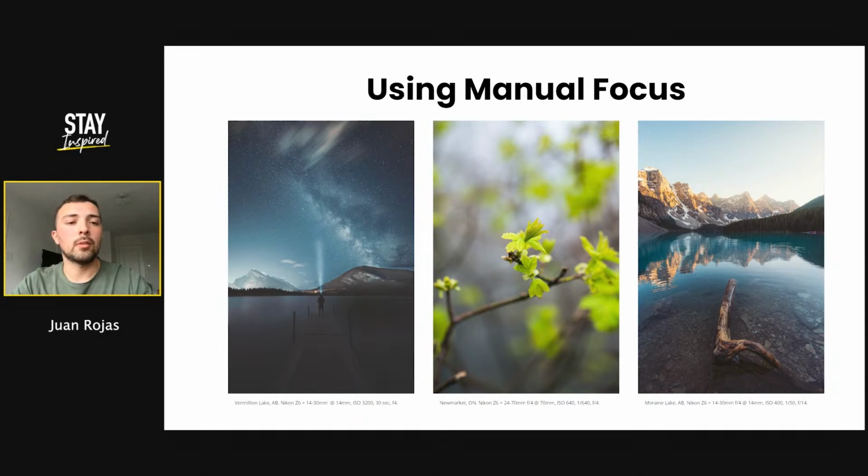The last image here, for example, on the right is also using manual focus. I wanted to only have the branch in the foreground to be in focus. And so I switched my camera to manual focus and adjusted it accordingly to get this image. So as you can see, there are many times when autofocus and manual focus each benefit from using one another. My tip is to feel comfortable with using both and know when you'll need to use each depending on the type of situation.